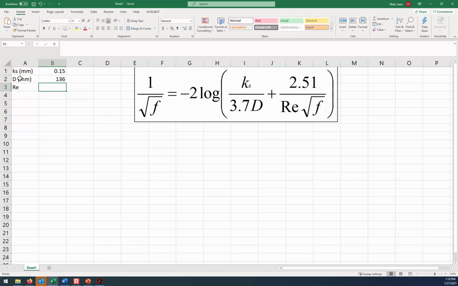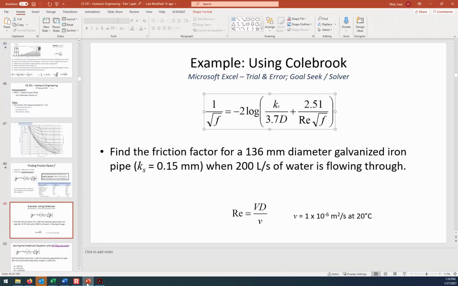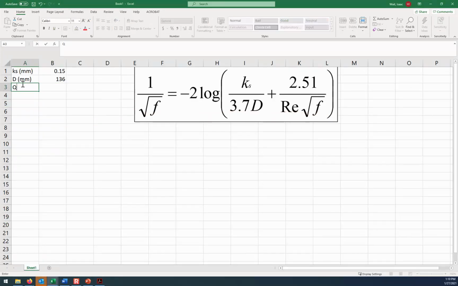And the Reynolds number that we're going to calculate, we may not have yet the flow velocity calculated. Okay, so 200 liters per second. So let me start with this. Q in terms of liters per second is 200. So then Q in terms of cubic meters per second is going to be that divided by 1,000. So that gives me 0.2 cubic meters per second.